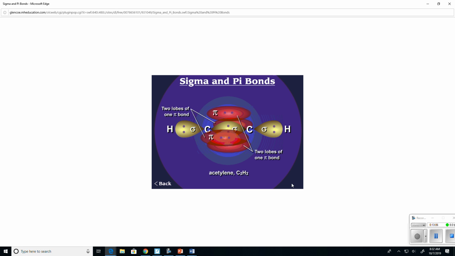For rotation to occur along the carbon-carbon bond, the pi bond would have to be broken. That's what you need to know again. It's counting that we're doing today. I'm teaching you how to count stuff.